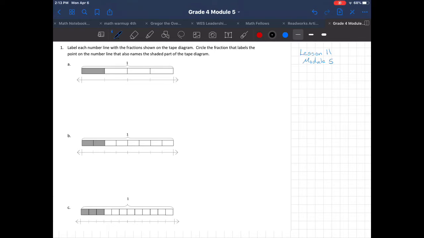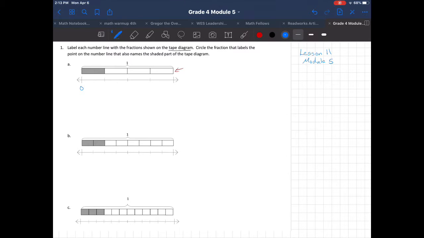So it asks us to label each number line with the fraction shown on the tape diagram. The tape diagram is this guy here. And we're going to circle the fraction that labels the point on the number line that also names the shaded part of the tape diagram. So basically all we're doing here is labeling this number line.